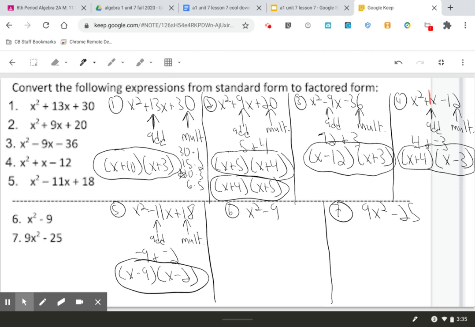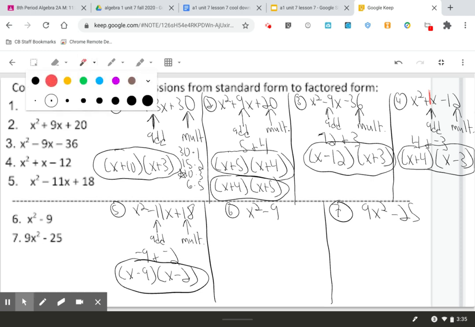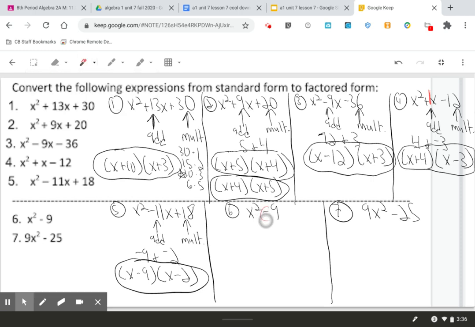Okay, so for number 6, I have x squared minus 9. First thing, notice there's subtraction. Second thing, notice there are two terms. Now, are those two terms perfect squares? Well, this second one here is easy. Is 9 a perfect square? And the answer is yes, because the square root of 9 is 3. 3 times 3 is 9.